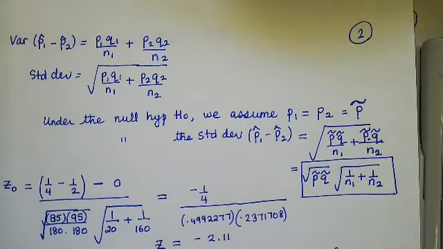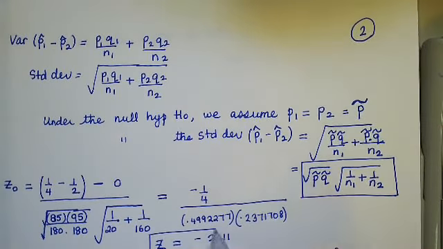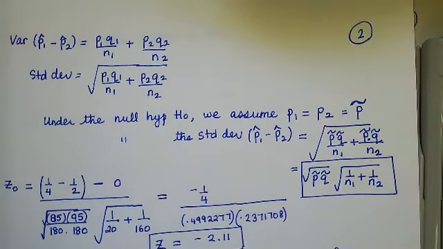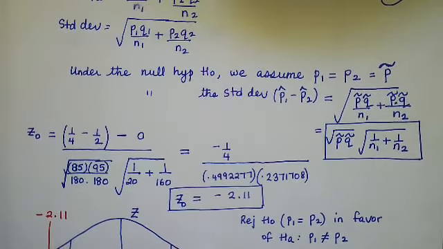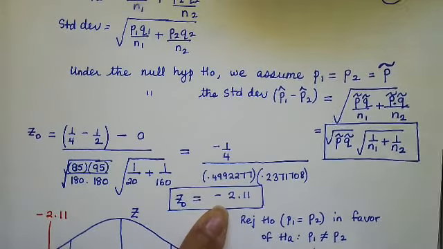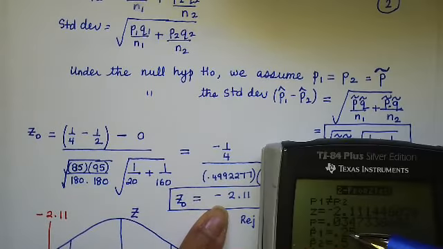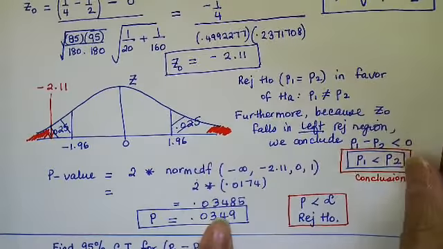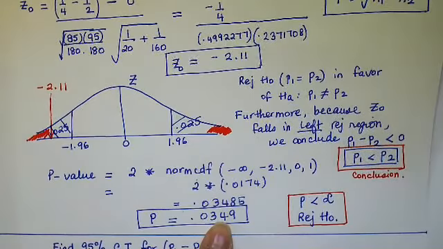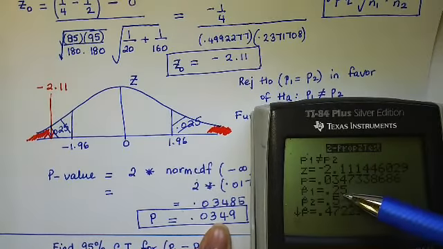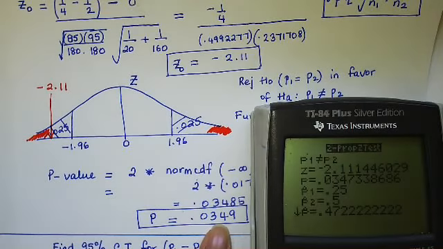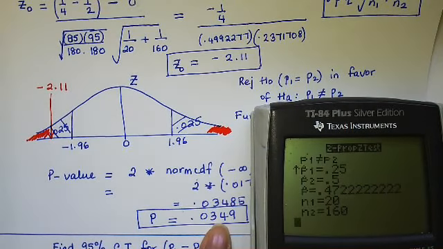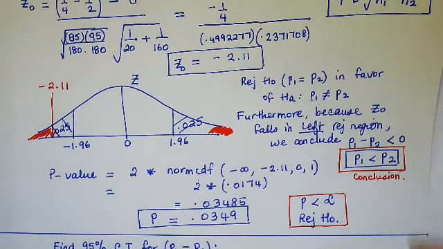That matches what we got right here. I'm on page 2 there. Z naught equals minus 2.11. The p-value on the calculator turned out to be 0.0347. We got 0.0349, not a big deal for p-value. And of course it gives you the p1 hat, p2 hat, p tilde, all of it. And we're done. So our answers are correct.